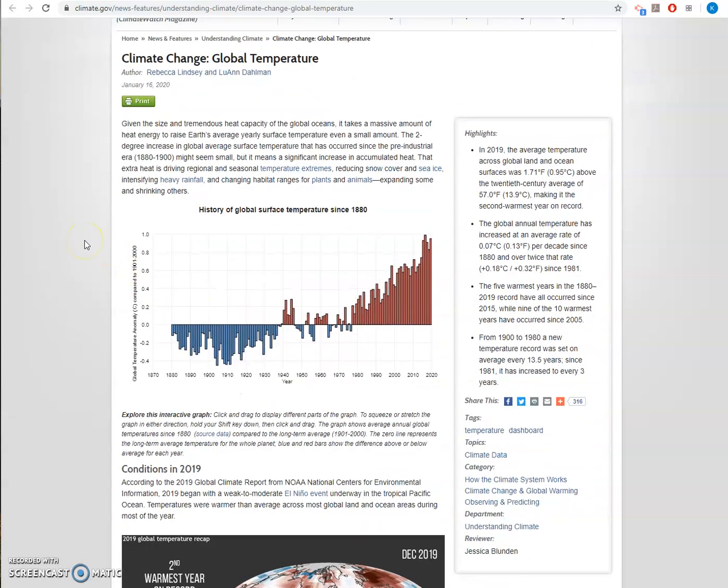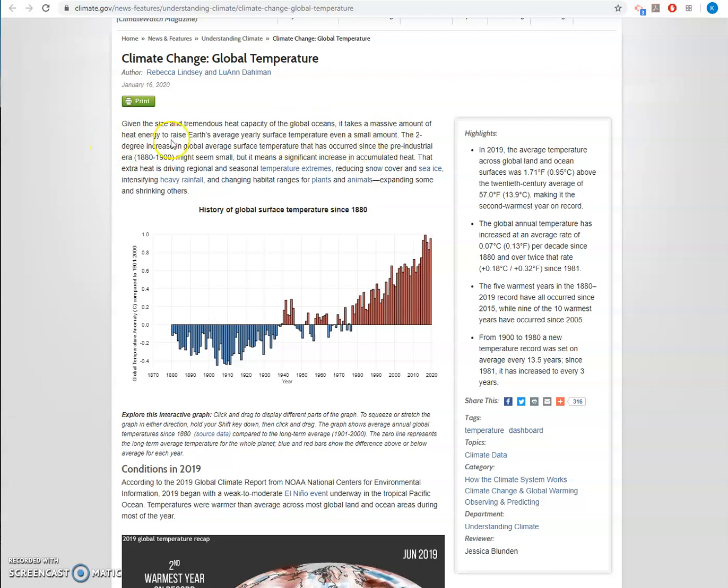You don't have to know everything about this, but looking at this first thing here, right? So it's talking to you about the heat capacity of the ocean. So basically, water can hold so much heat. And you actually have to put a lot of energy into something like that to raise the temperature. So we're talking about surface temperatures rising, okay?